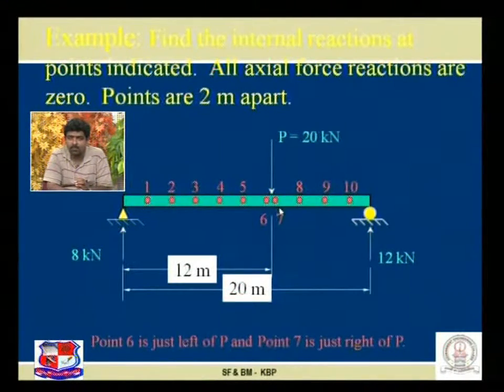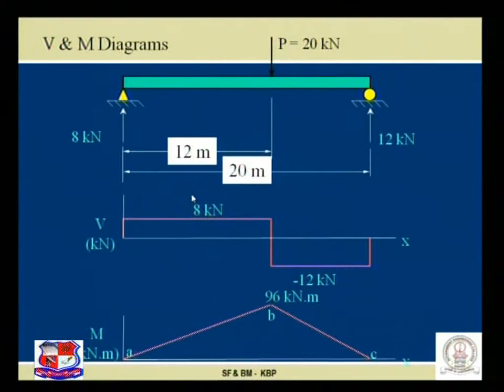Both are nearer, meaning it is just left and just right. Then 8th, 9th and 10th point. We have to find out the value of shear force at all these points and bending moment at all these points. Refer to the next figure. I think all of us can plot the shear force diagram and bending moment diagram easily.